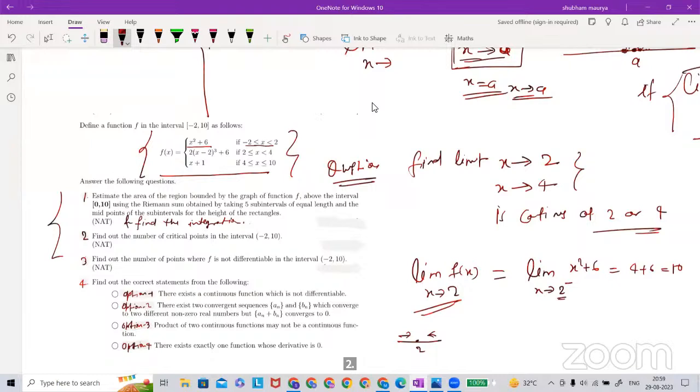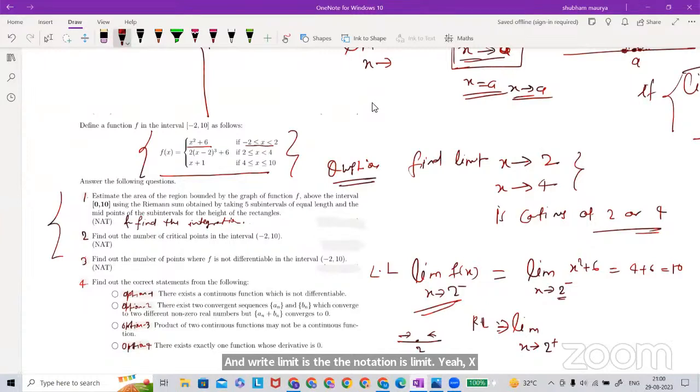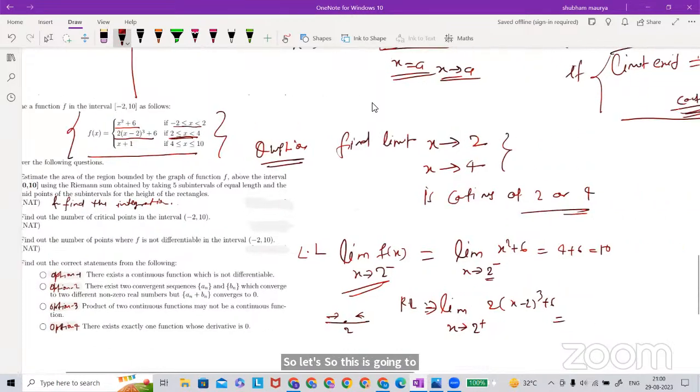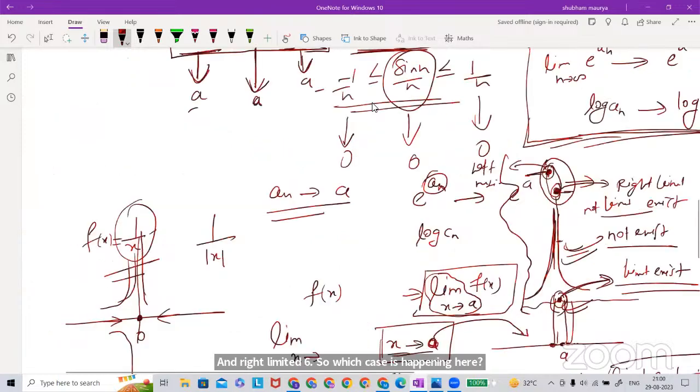Okay, so let's count for the right. This was the left limit, and the right limit notation is limit as x approaches 2 to the power plus sign. The values are greater than 2 but approaching 2. This is the function there. Again, this is a simple polynomial, so you just need to substitute here. If you substitute 2, this is going to be 0, and this is 6. So finally, 6. So the left limit is 10 and the right limit is 6. So which case is happening here? This one, right? In that case, the limit does not exist at 2.